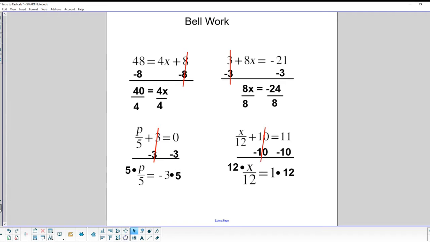And when we do that, those numbers cancel each other out because they simplify to be just 1. And then our final answer ends up being 10 in the first problem, negative 3 in the second problem, negative 15 in the third problem, and the last one comes out to be x equals 12.